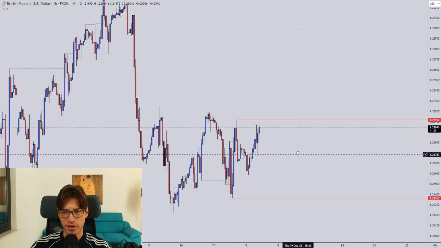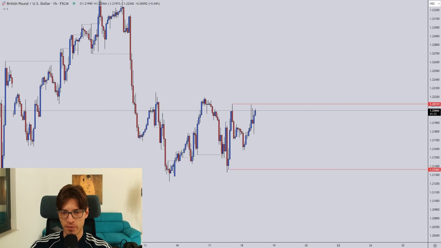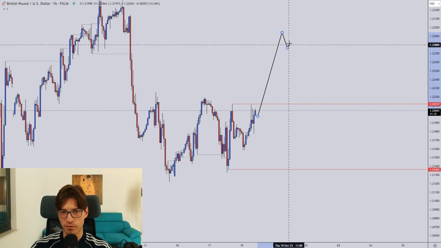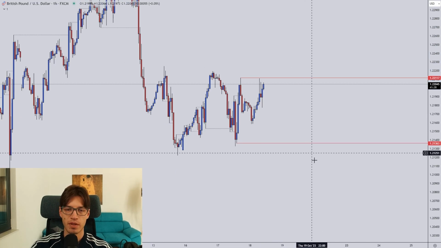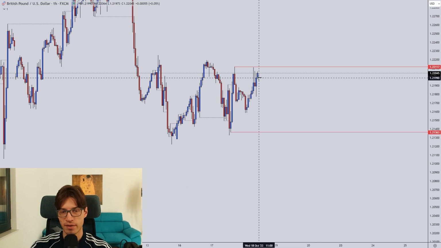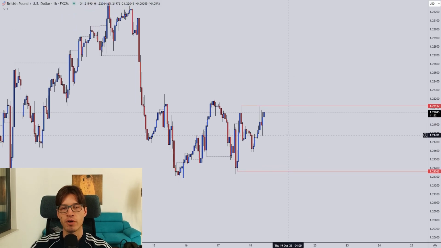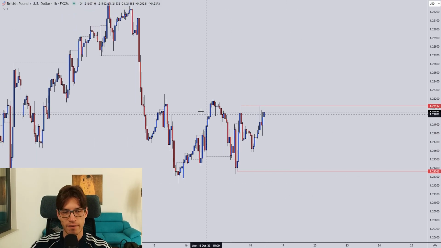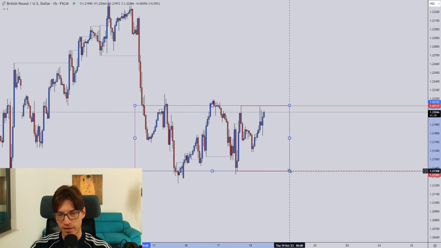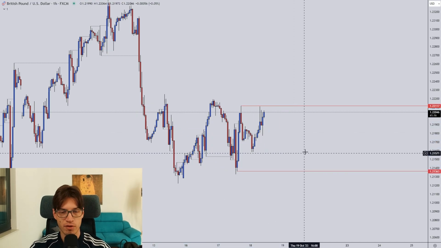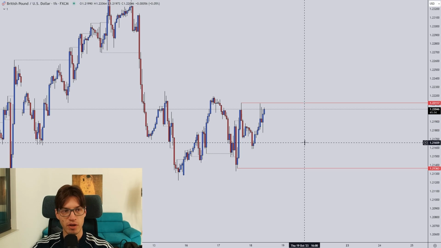Pound US dollar is currently very, very flat. I'm not looking for a trade. I'm not looking for a setup just yet. So this pair is not on my watch list. I want to see cleaner price action. I want to see price give me a large impulse up or a large impulse down. This is just very, very flat in this general area. Okay, so that's it for the pound and the US dollar.